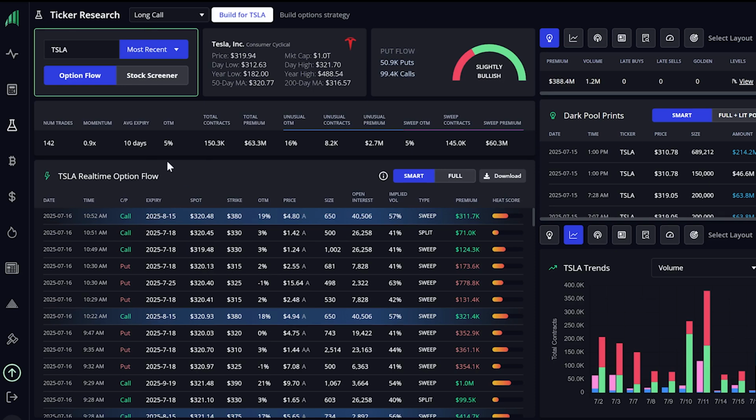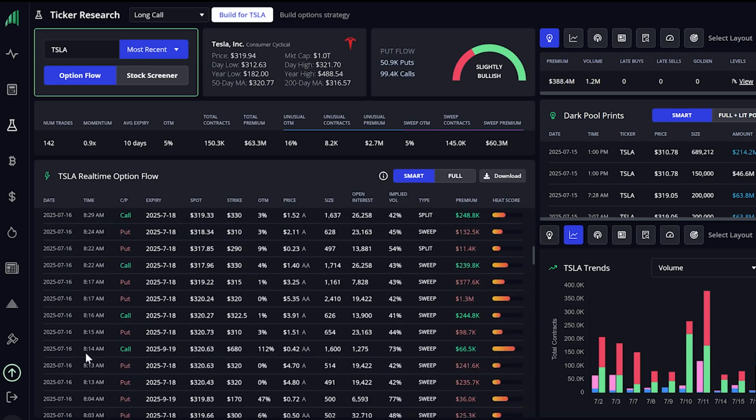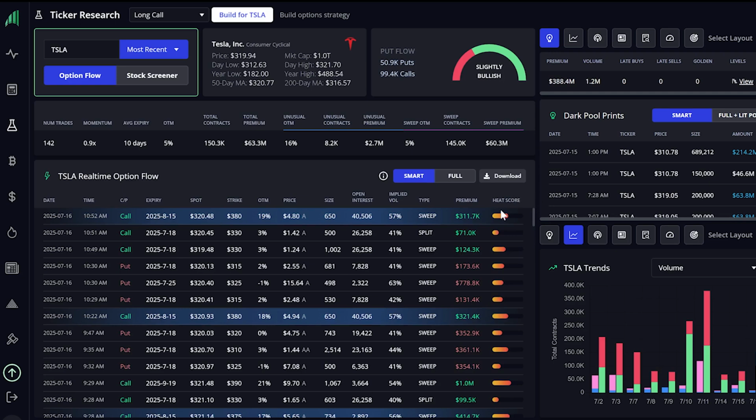And so this looks just like the overview flow feed that I just showed you, but it's specific to a single ticker. So this is giving you information about all of the trades over the past trading day, giving you that heat score. You can see the premium for each of these.